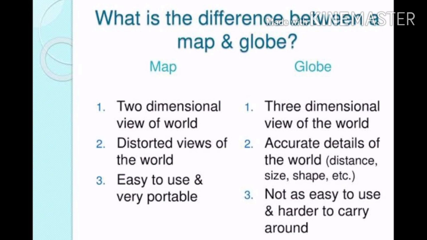The horizontal lines which run from east to west are called latitudes, whereas the vertical lines from north to south are called longitudes. These lines of latitude and longitude form a network, a grid, like a web. So we can easily find out in which location, which country, which continent, which ocean or river is located. The next part of our topic will continue in our next class.